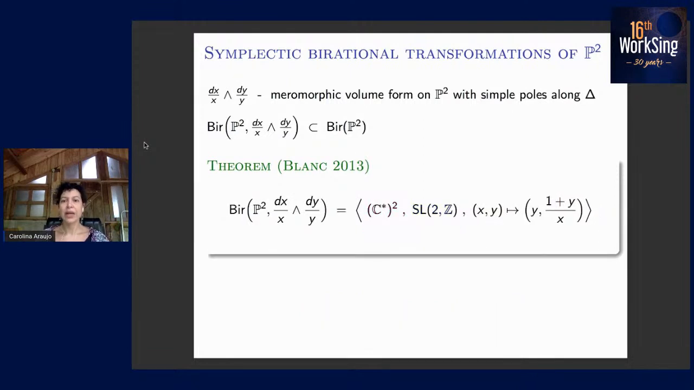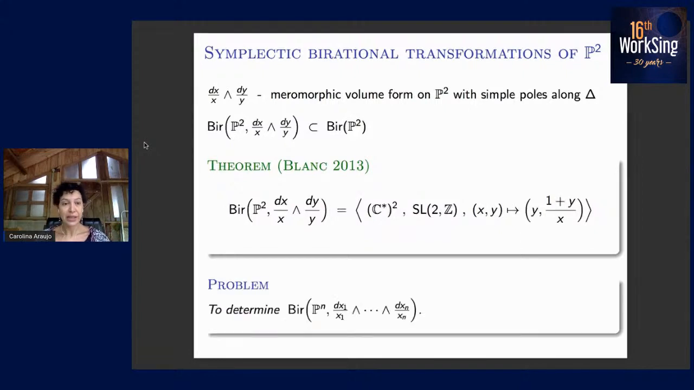Okay, so now one thing that we would like to do is to generalize this theorem to higher dimensions. Can we determine the subgroup of the Cremona group consisting of birational self-maps that preserve the natural volume form on the torus? So this is the question.